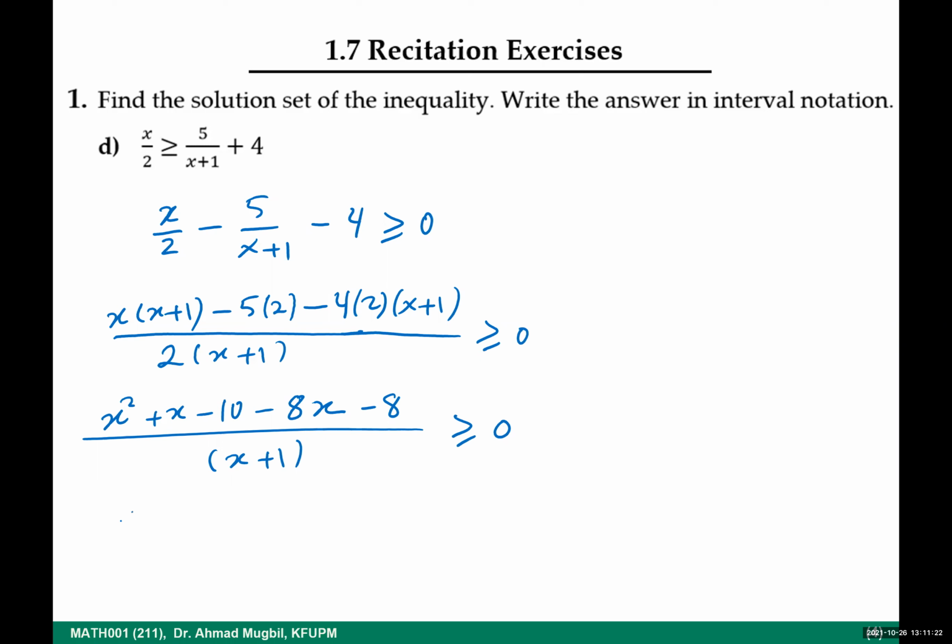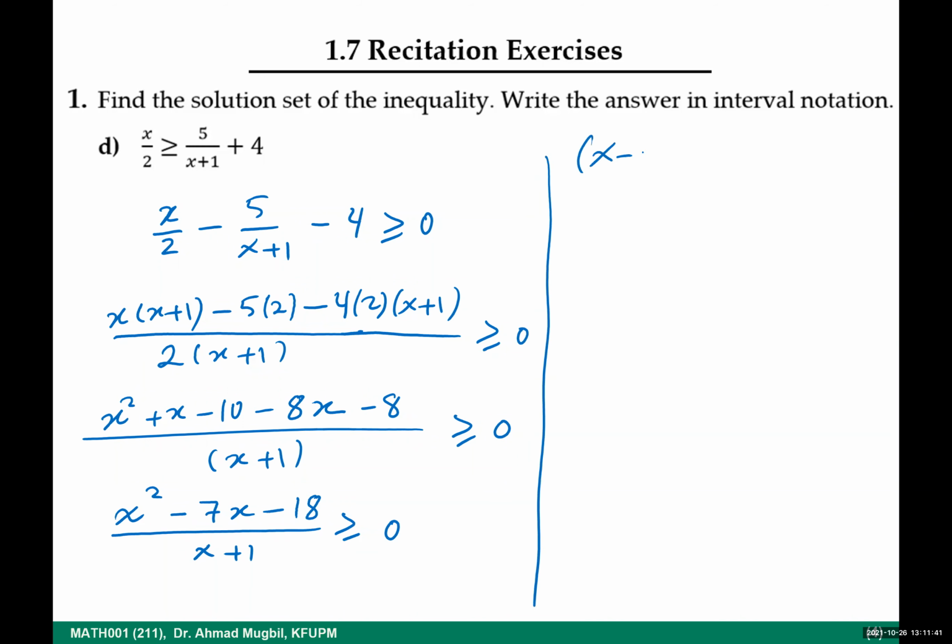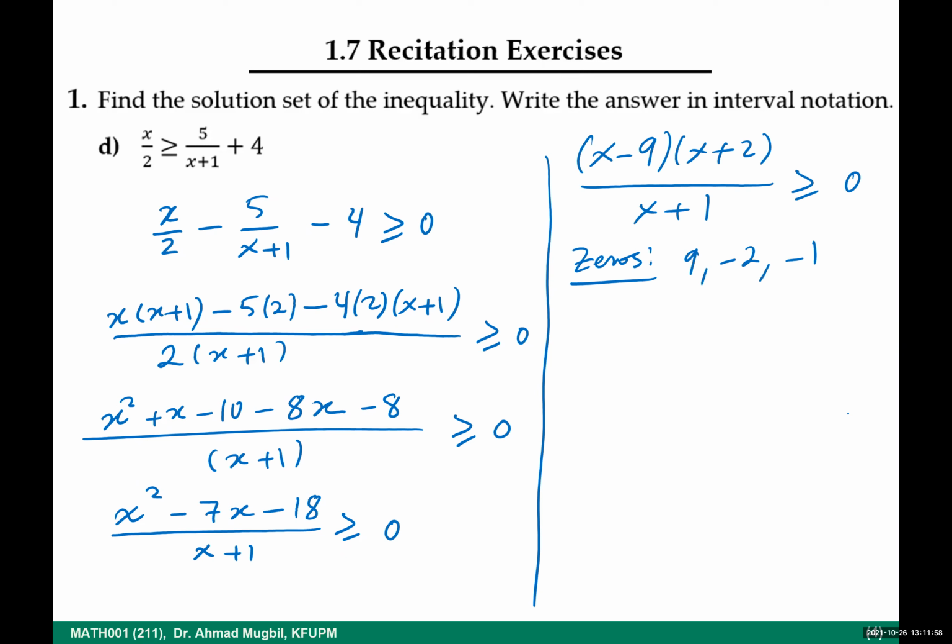Good. Next, we will have x squared minus 7x minus 18. We will combine like terms, greater than or equal to 0. Next, what will we do? We need to factor. So let's factor here. It will be x minus 9 multiplied by x plus 2. Make sure that you are factoring in the right way before going to the next step. So what are the zeros now? 9, negative 2, and negative 1. Now go to the number line, put them in the right order.